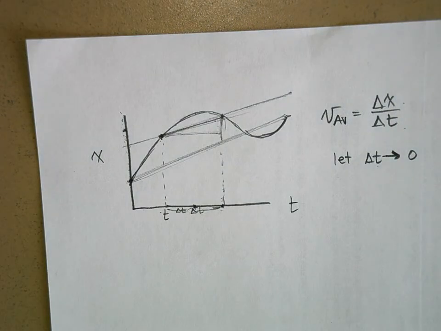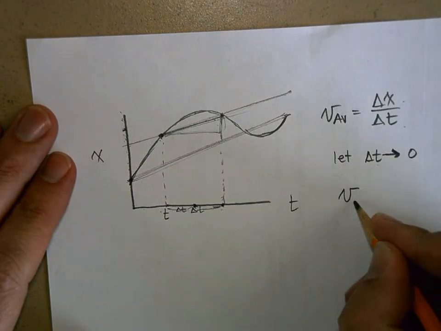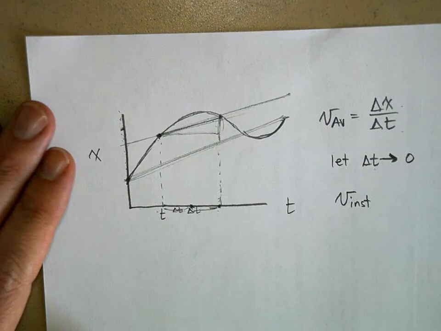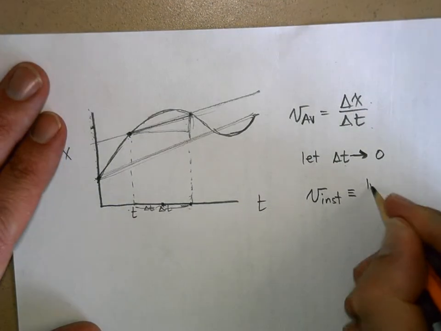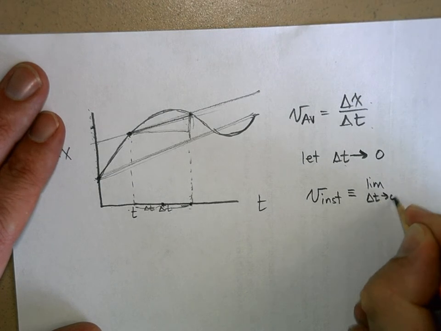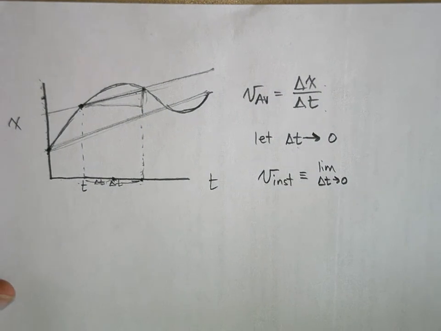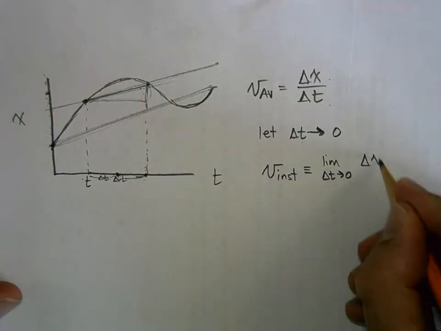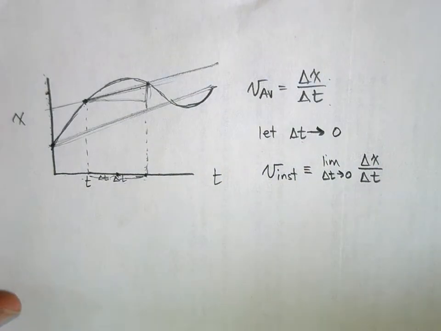So what we're going to do, we're going to define my instantaneous velocity. I'll just put inst for instantaneous. I'm going to say this is equal to the limit as delta t goes to 0. I'm taking what's called a limit here. Don't freak out. It really isn't that tough. Of delta x over delta t. What do we mean by that? Now this is really cool stuff.